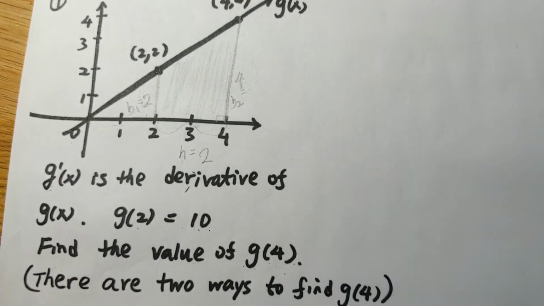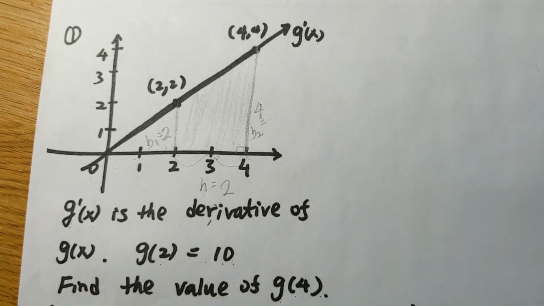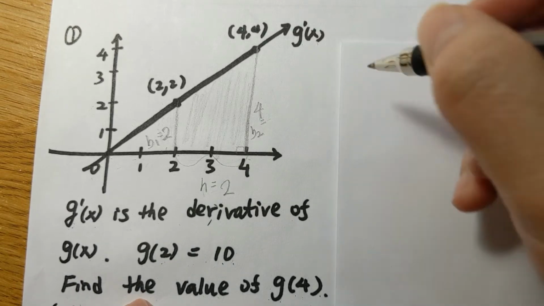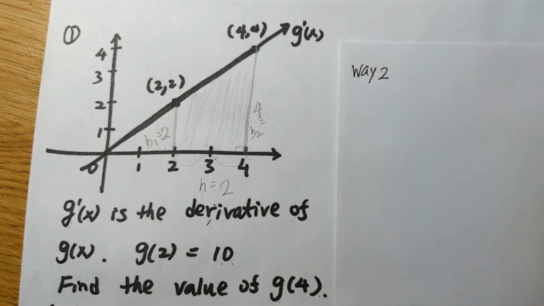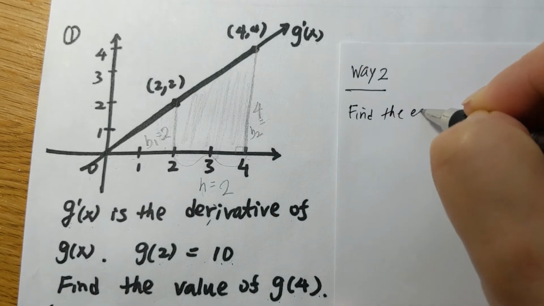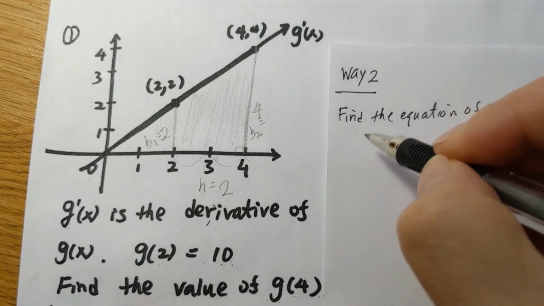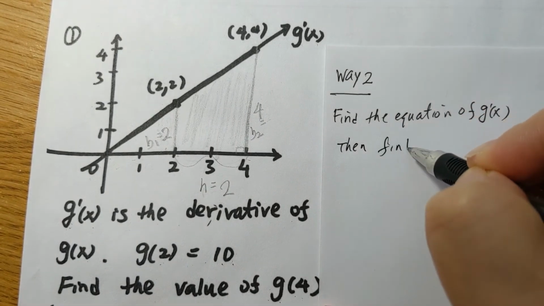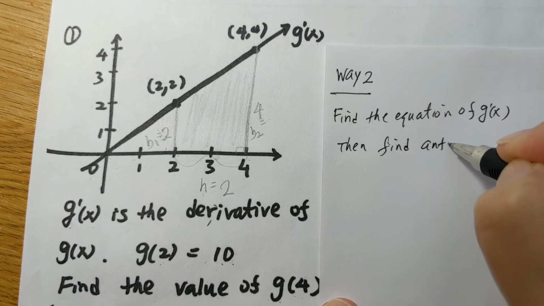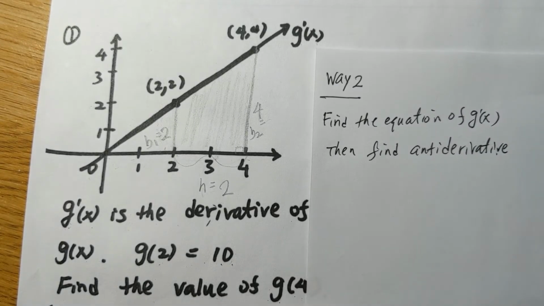Some people say, can I use another way to do it? Because we know the graph, we can find the equation of the graph, which is the equation of g prime of x. So if we do this, we need to find the equation of g prime of x, then find the antiderivative. I don't suggest you use this method, but it works.